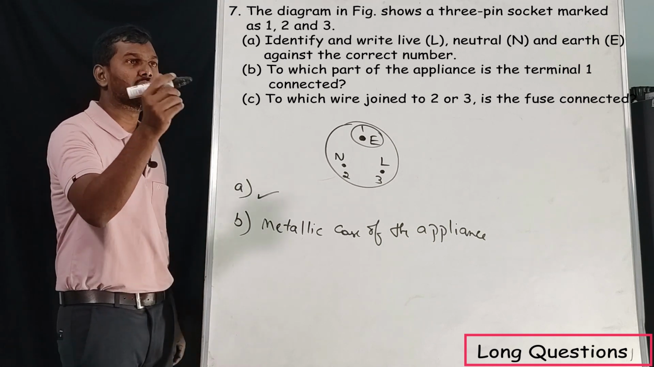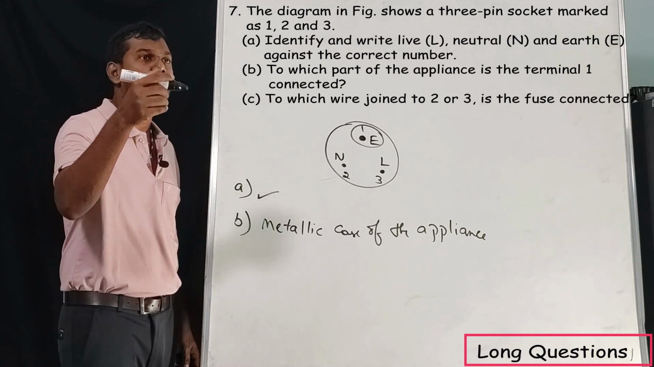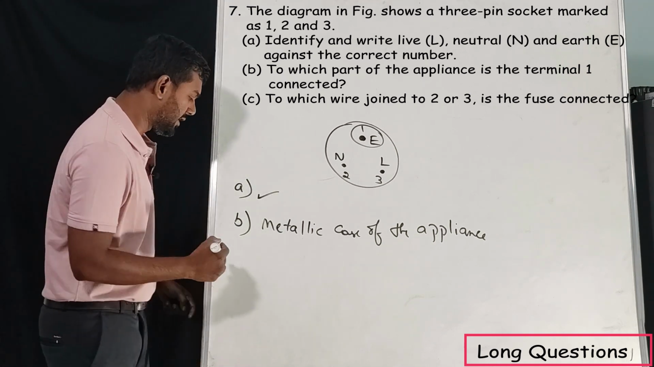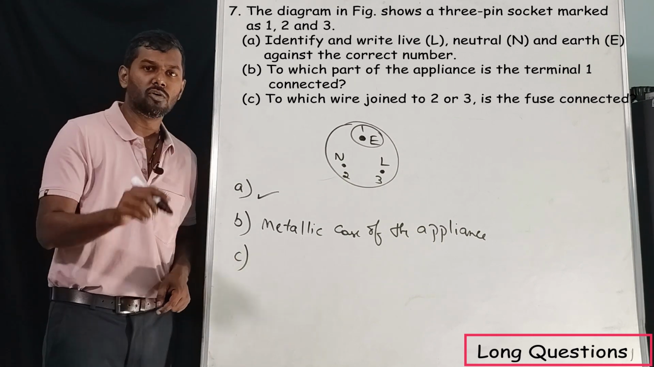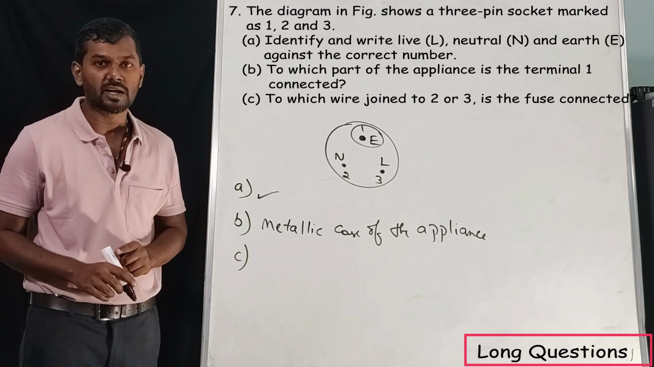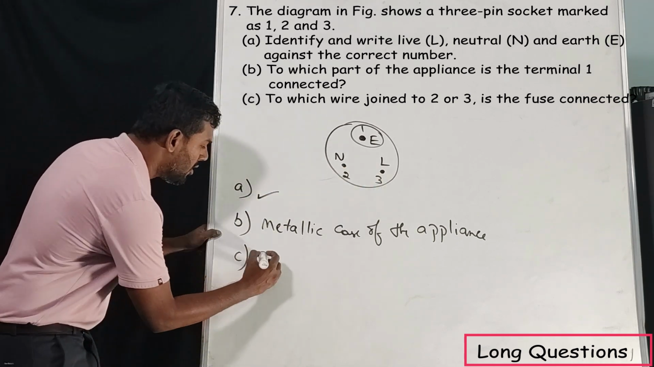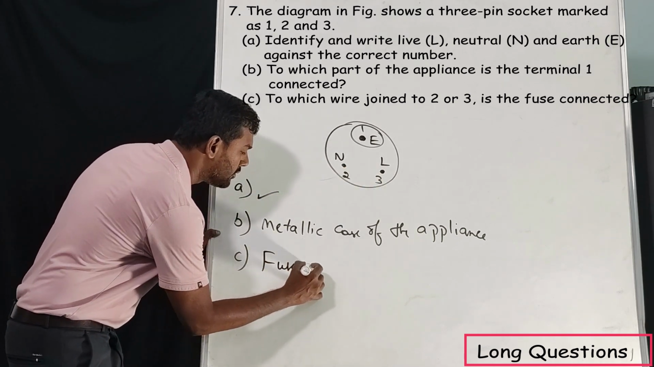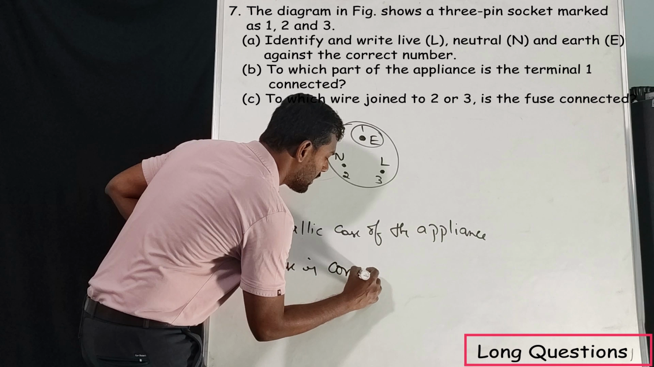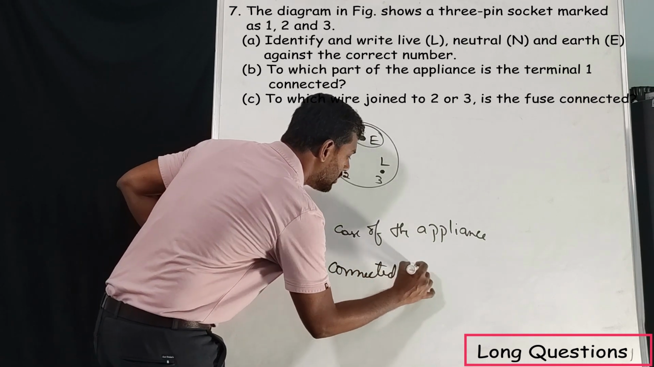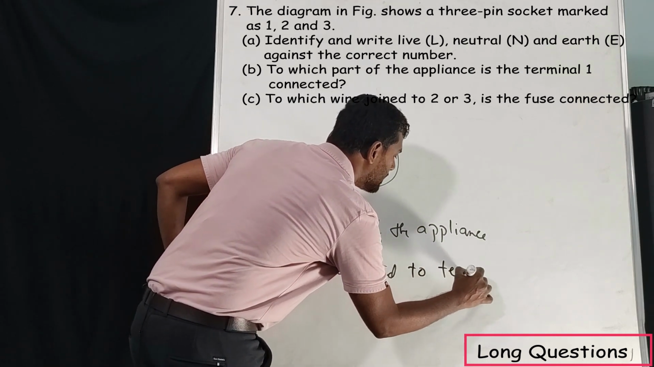Next, to which wire joined to 2 or 3 is the fuse connected? Okay, we have understood fuse is always connected to the live wire. Which is live wire here? 3. So fuse is connected to terminal 3.